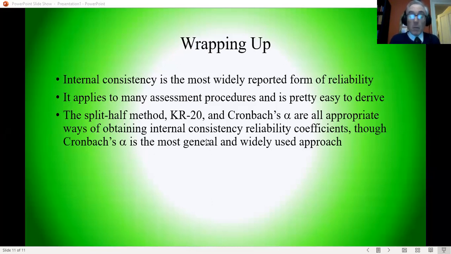The split half method, Kuder-Richardson Formula 20, Cronbach's alpha, they're all okay. They're all appropriate, although KR20 and alpha are generally considered superior to split half reliability for most purposes. Generally, Cronbach's alpha is the one you're going to see all the time because it is the most general solution to the problem and just has really caught on in a big way.